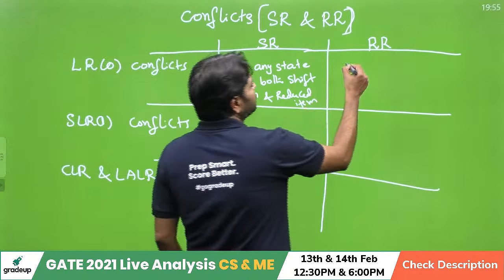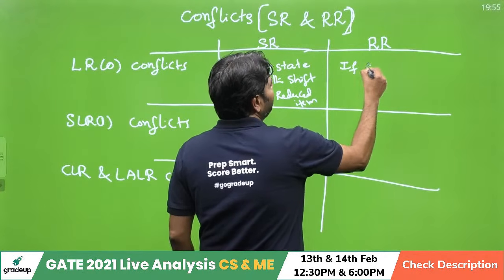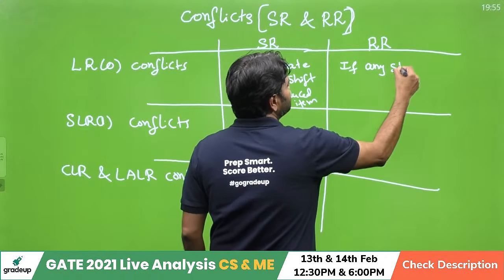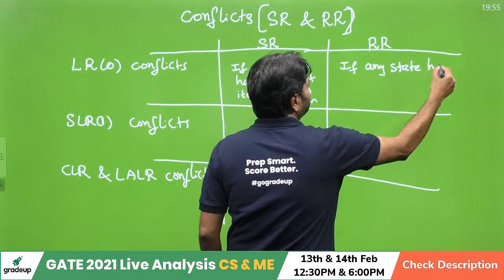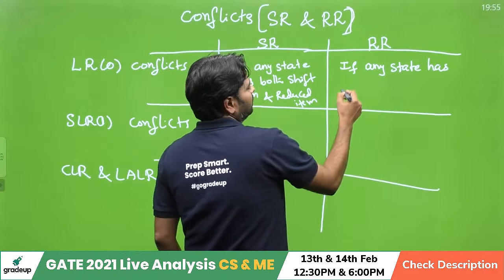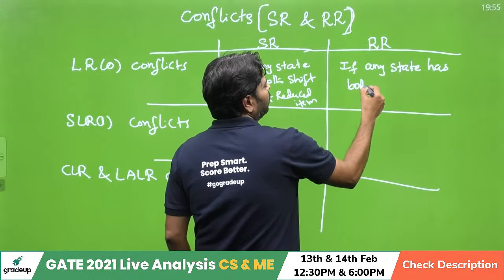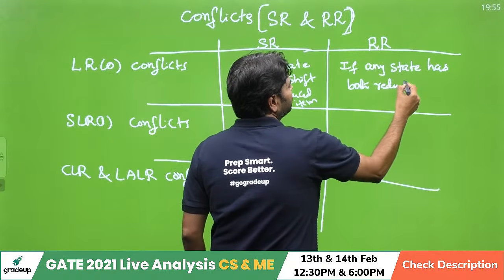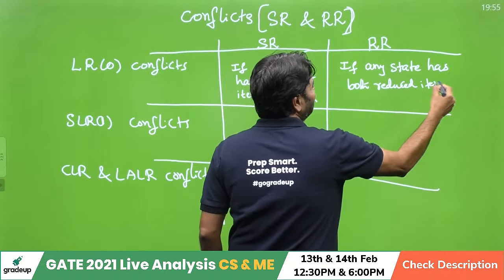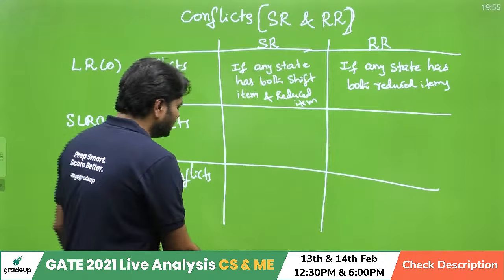And what is RR? If any state has both reduced items, there are 2 reduced items, at least 2 you can say.